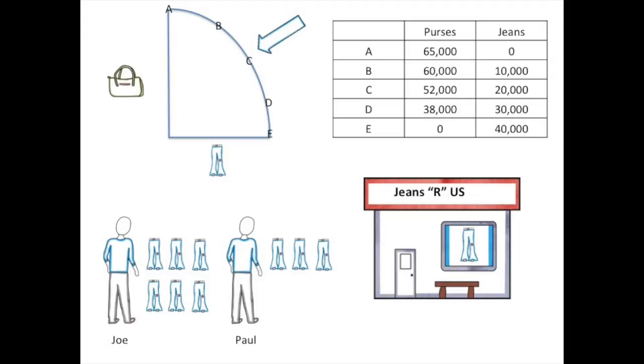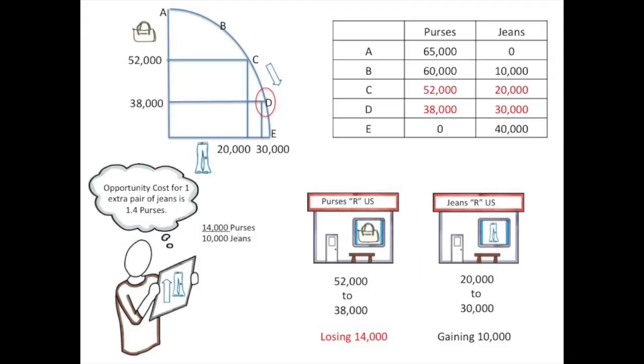That is, to produce more jeans, society will have to use more workers who are increasingly less skilled at making jeans. This means that the cost of making jeans will increase. For example, in order to produce extra jeans, the society can choose to move from point C, which is 20,000 jeans, to point D, which would be 30,000 jeans.